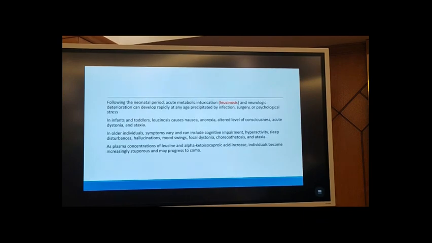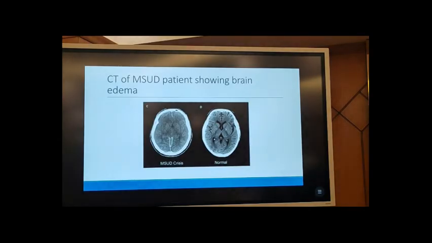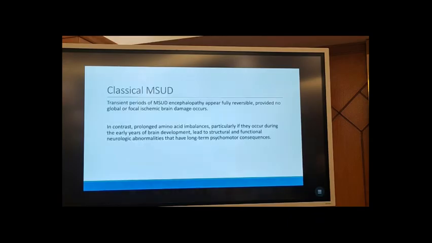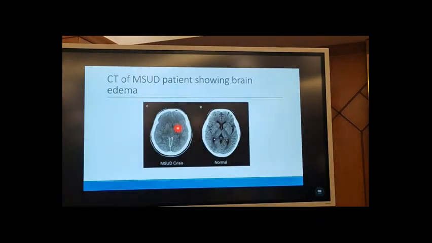This is another CT of a patient with MSUD showing brain edema. Look here on the right side, you have the normal CT. The ventricles are quite obvious, and there is differentiation between the white matter and the gray matter of the brain. Here there is blurring of the edges. There is no differentiation between white matter and gray matter. Even the ventricles are not apparent because the edema is compressing them.